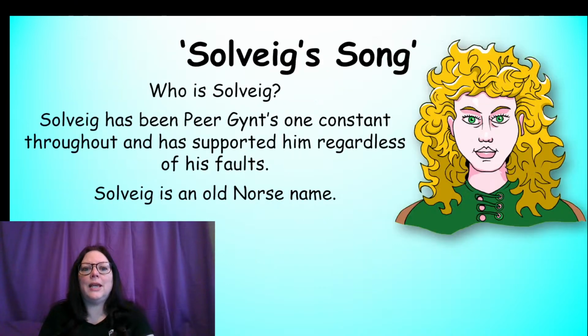This piece of music happens far more towards the beginning. But who is Solfaï? I keep saying this person's Solfaï. Who is Solfaï? Well, Solfaï's been Peer Gynt's one constant throughout. She's supported him regardless of his faults. She loves him so deeply.